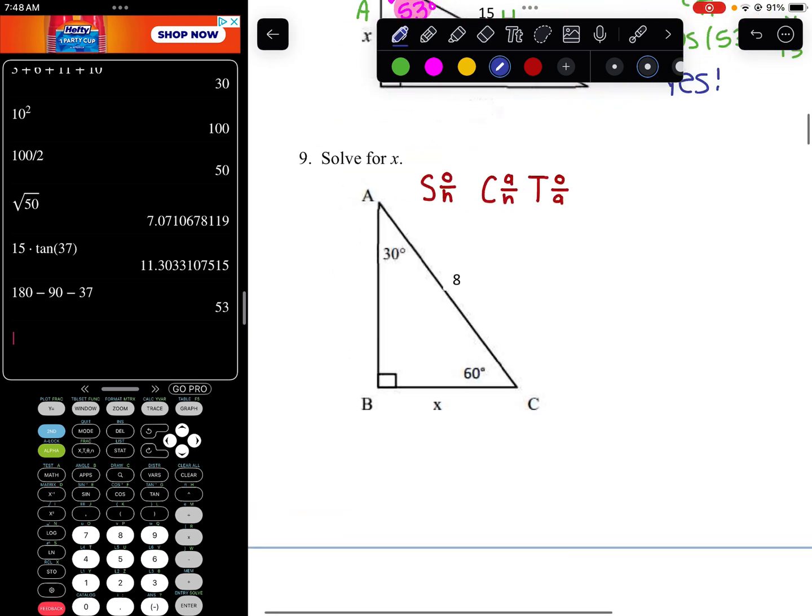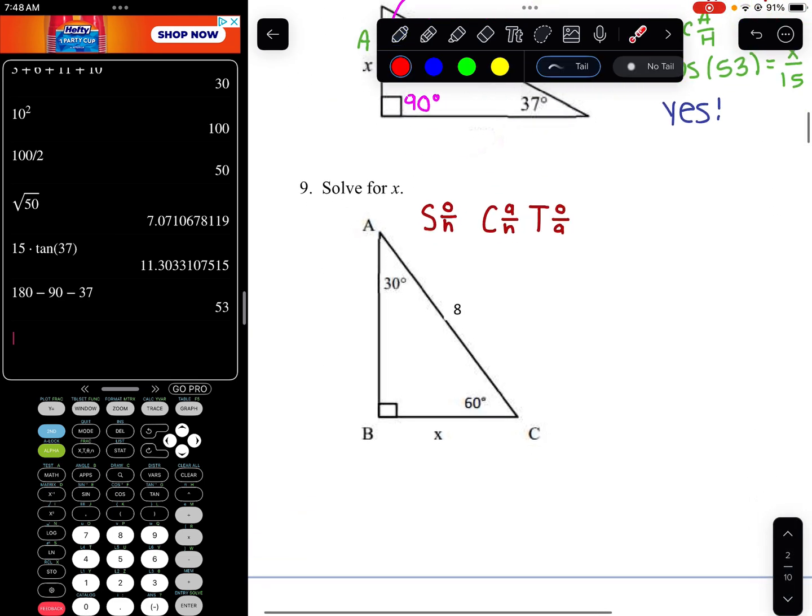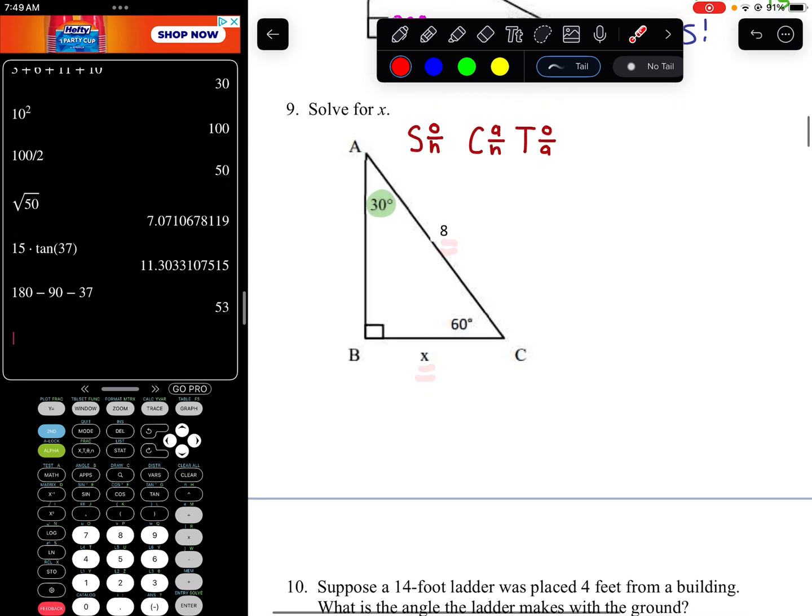Number 9, they give you a couple of different angles to choose from. They give you the 30, they give you the 60. You can decide on which of those you want to use to solve for X. Let's say you choose to use the 30. Now you want to go ahead and label X and 8 with the appropriate letters. 8 is the hypotenuse. It's the side across from the right angle. So 8 gets an H. Focusing on the 30 degrees, X is opposite of 30 degrees.